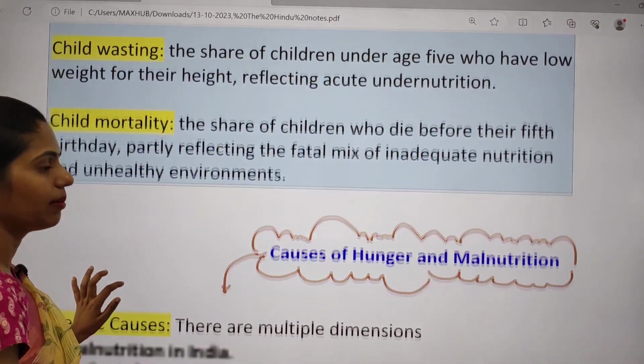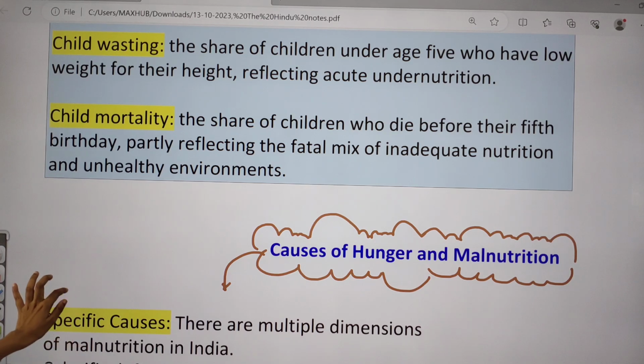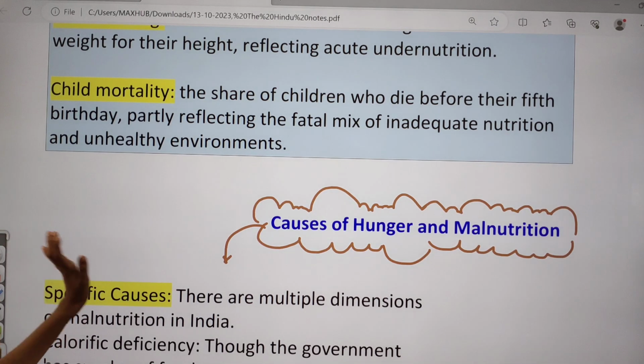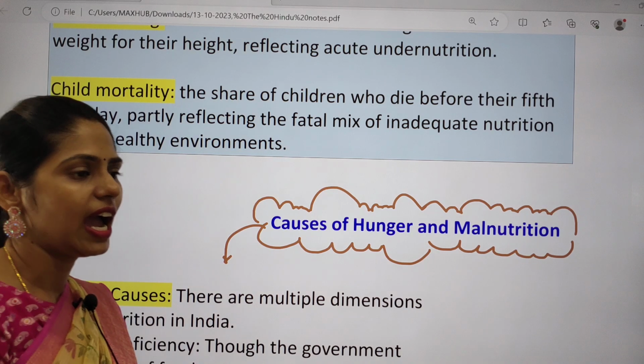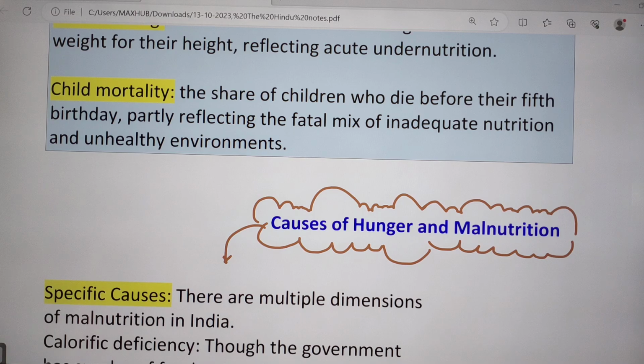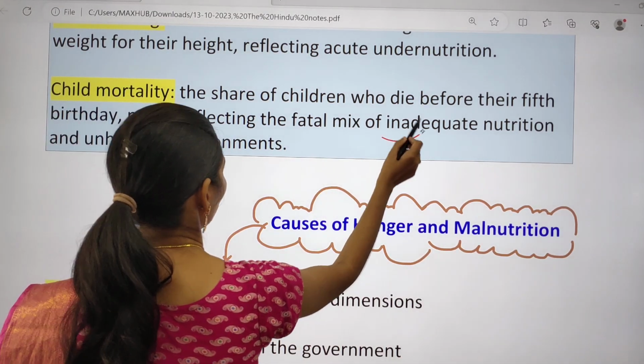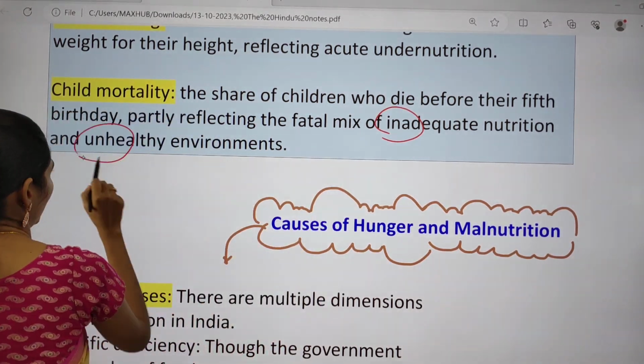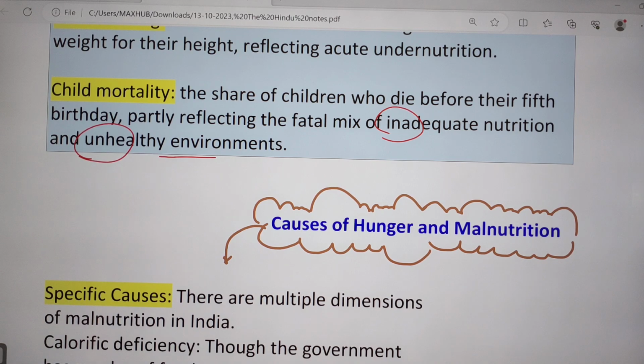And we also see child mortality. The share of children who die before they reach 5 years, or before their 5th birthday, comes under child mortality. So child mortality mainly shows that there is inadequate nutrition along with an unhealthy environment.